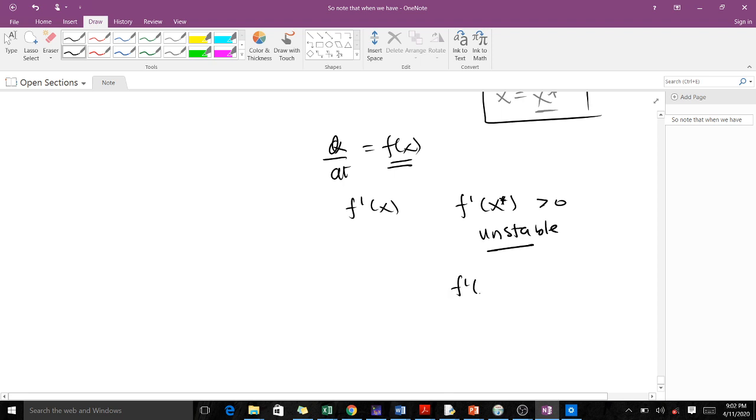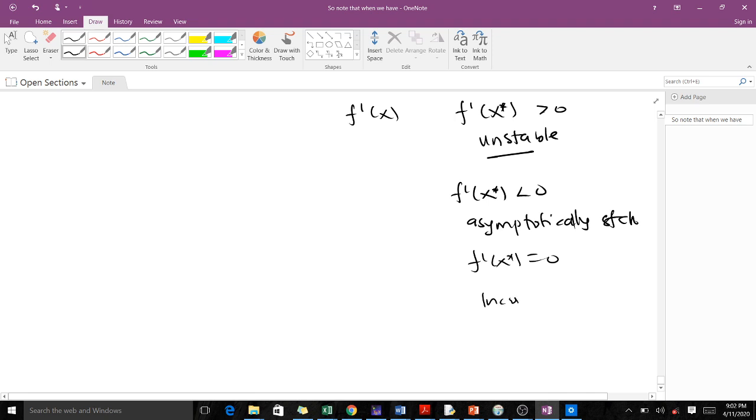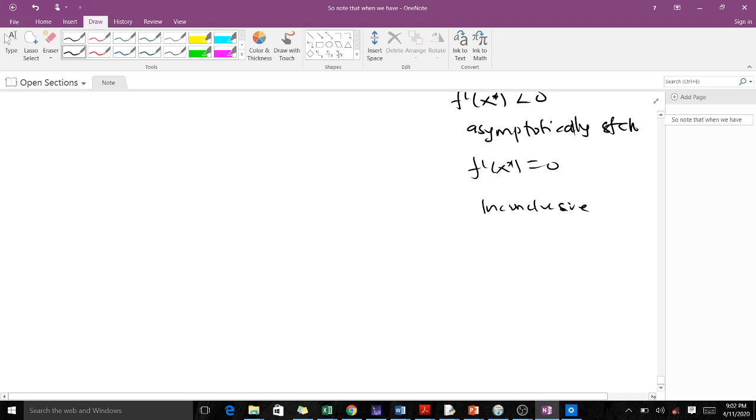If we put our fixed point in here and we get something which is less than 0, then we say our fixed point is asymptotically stable. And when it is equal to 0, then it is inconclusive. So we can't conclude whether the fixed point is stable or asymptotically stable or unstable.